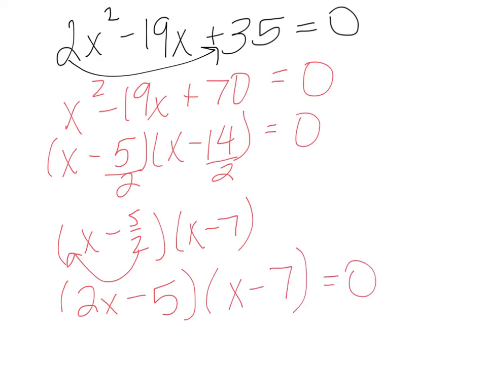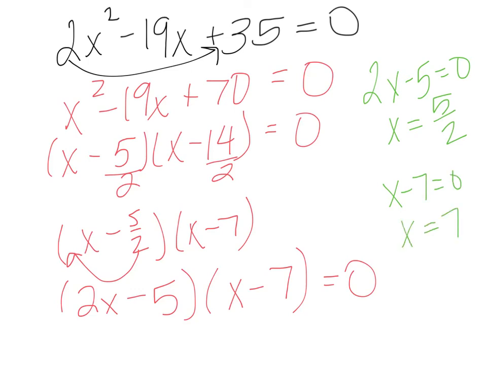Now here's what we haven't had into play yet. This equals 0. Once I have two factors equal to 0, set my two factors equal to 0 and solve them. 2x minus 5 equals 0 means that x will equal, add my 5, divide by 2, 5 halves. x minus 7 equals 0 means that x will equal 7. So there's two solutions to the quadratic.